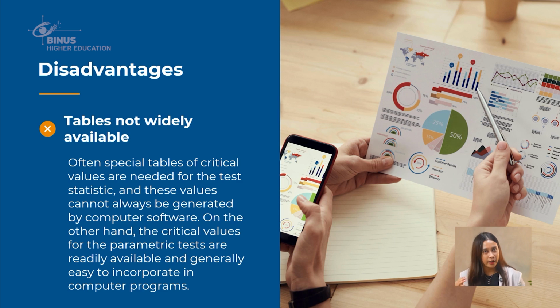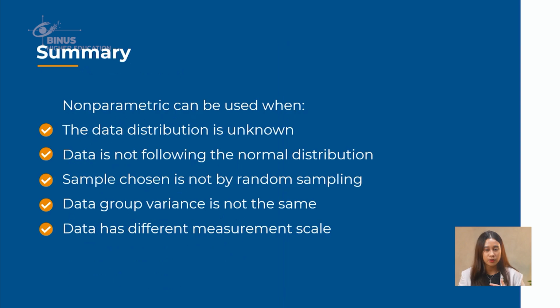The third disadvantage is that the tables are not widely available. Often special tables of critical values are needed for the test statistics. So you have to prepare the tables of Wilcoxon, of the binomial, of the chi-square, and so on. You have to gather them all, and they are not widely available in every book or every website.